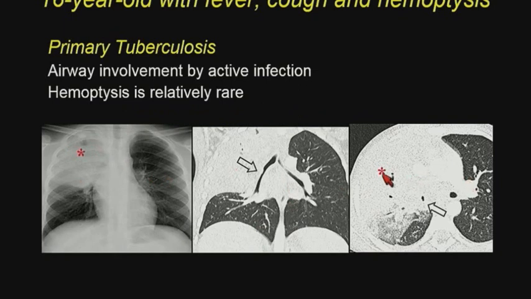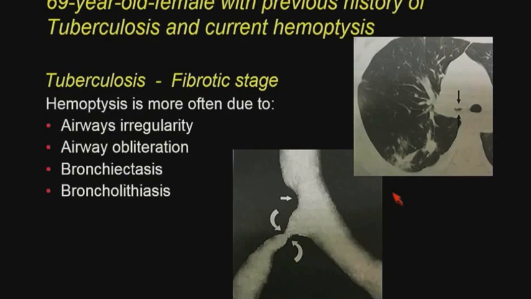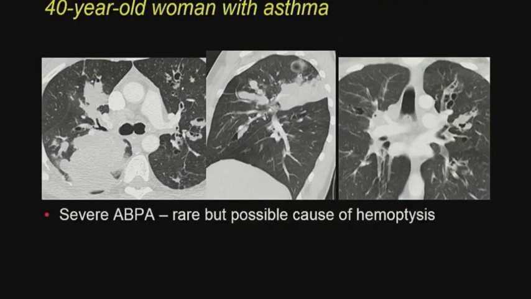We can also see the typical appearance of the consolidation with a central cavitation and substantial narrowing by the direct involvement of the infection. Hemoptysis at this stage is surprisingly relatively rare, but it becomes way more frequent when we are talking about a fibrotic stage or secondary tuberculosis because there is involvement of the airways by the bronchiectasis, bronchiolitis, and airway obliteration, where the hemoptysis becomes substantially more often.